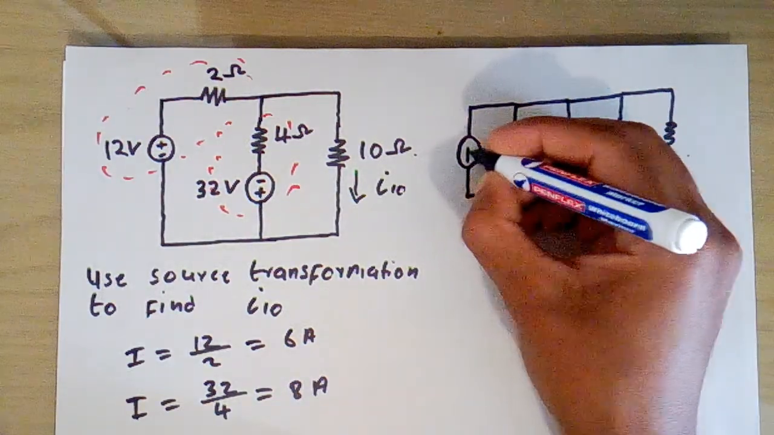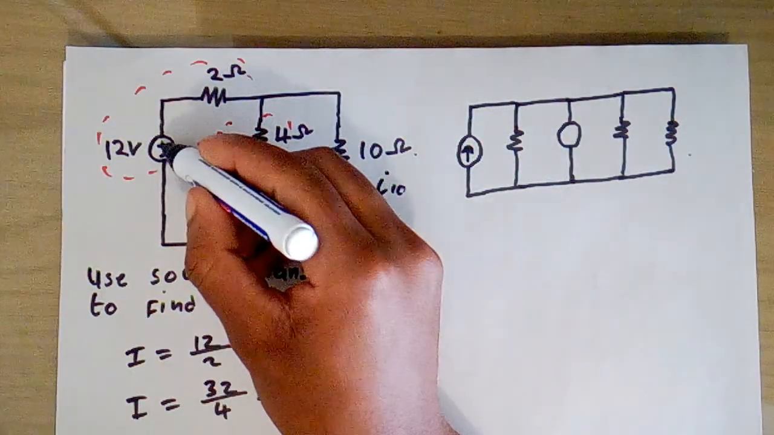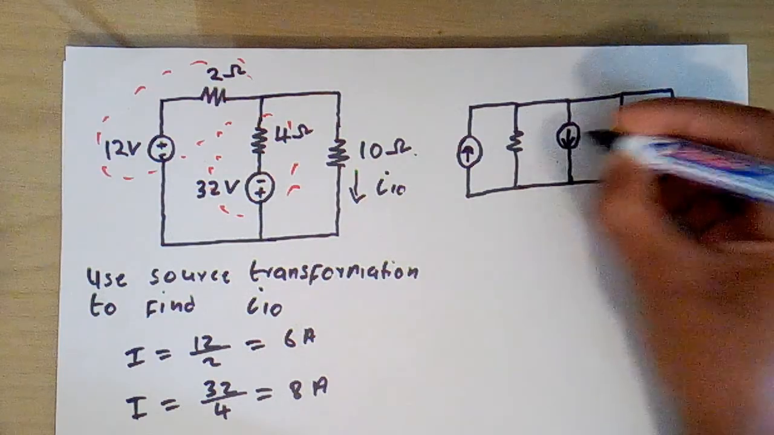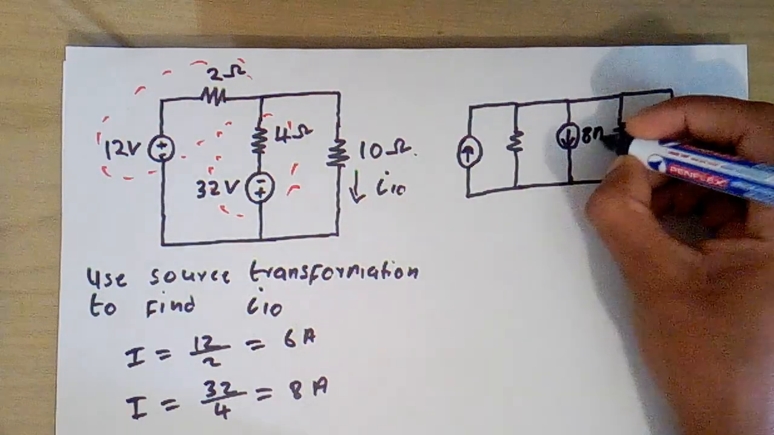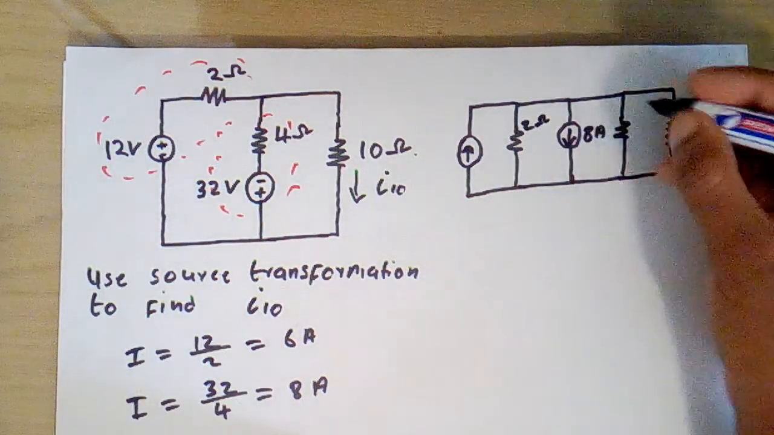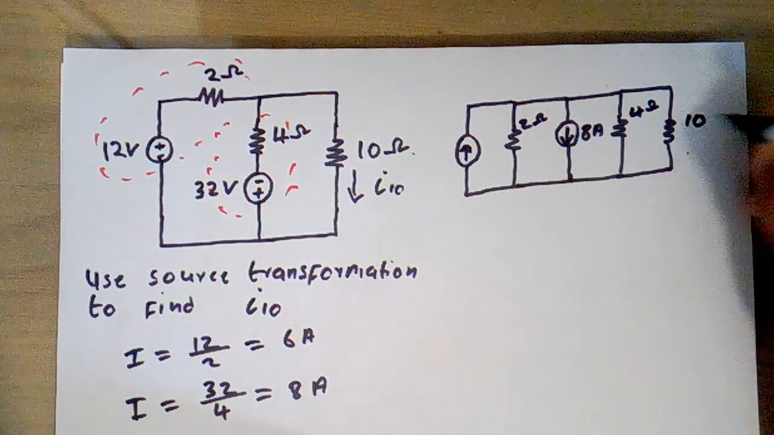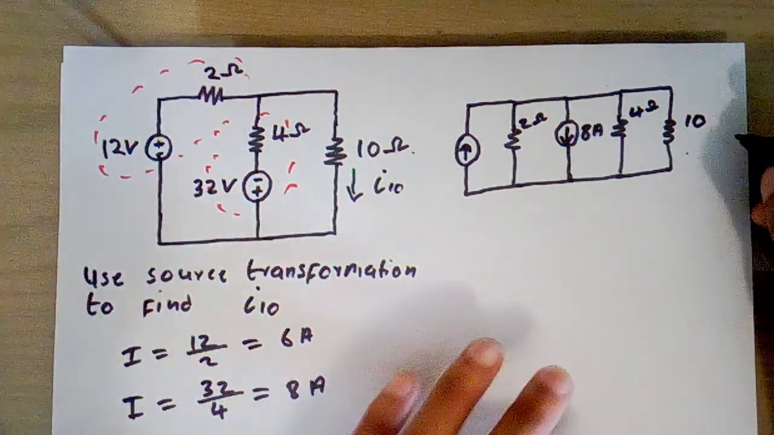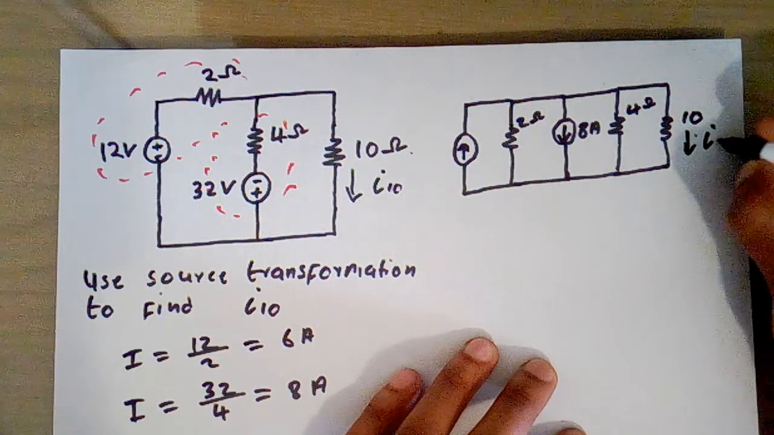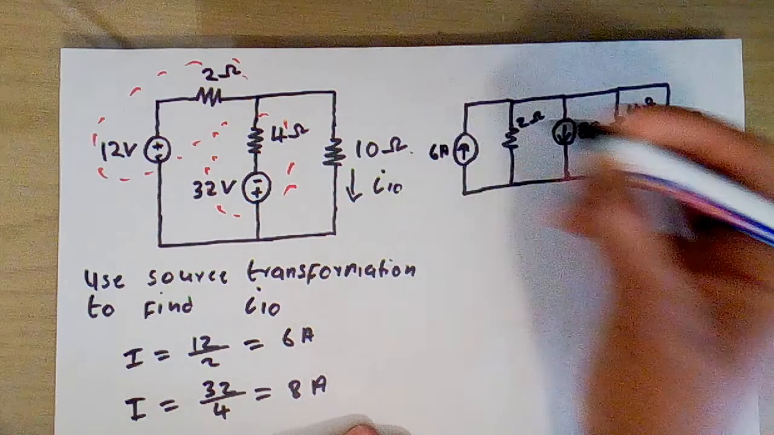This arrow here is going up since our voltage is positive and negative, and now this arrow goes down. 8 ampere. This is 2 ohms. This is 4 ohms. It's 10 ohms there. Now current goes in this direction, and this is 6 ampere.